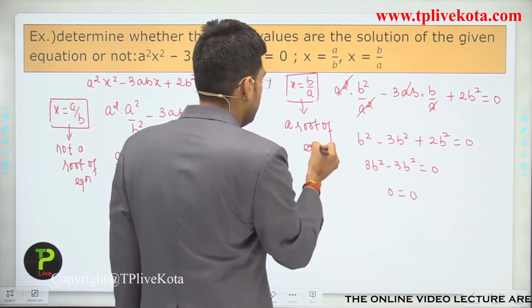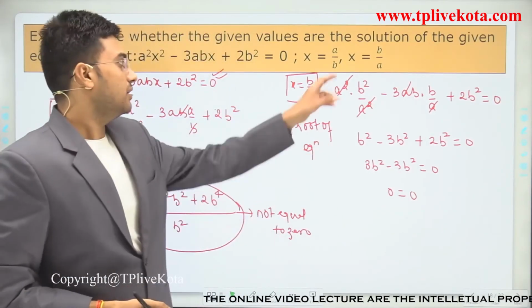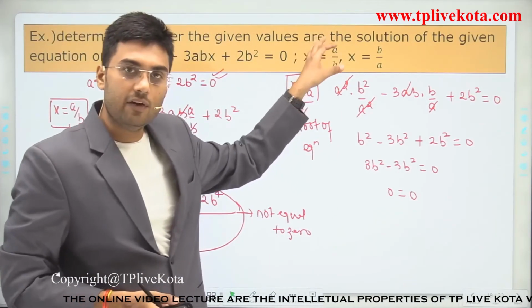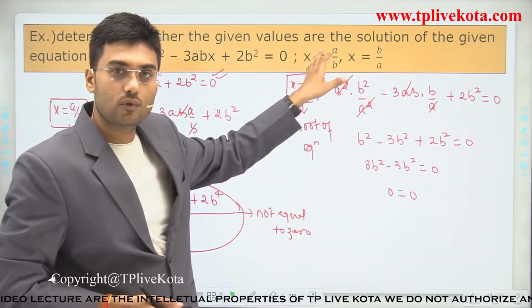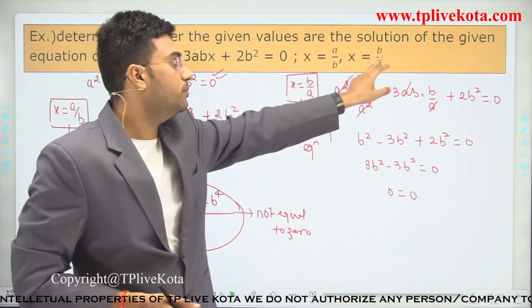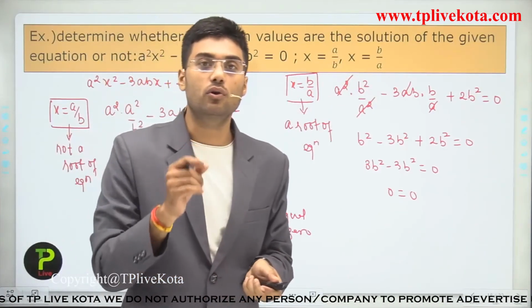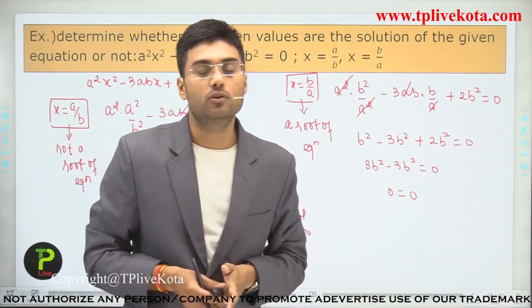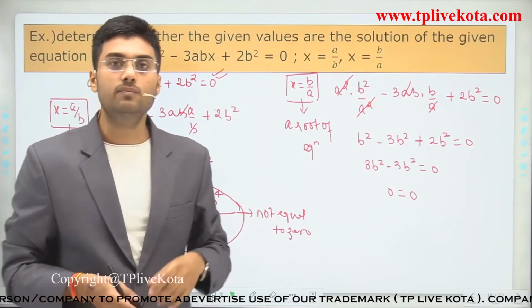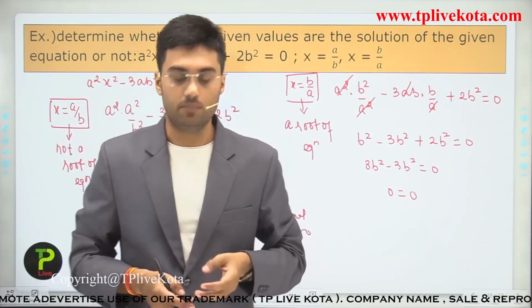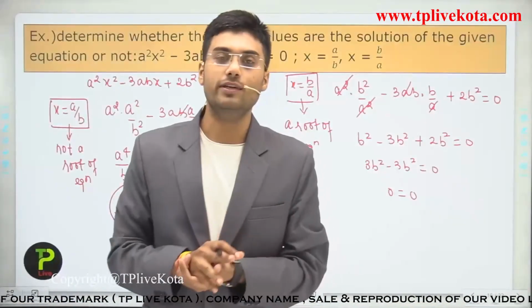the equation. Here for this equation, the first value of x, that is a divided by b, is not a root of the equation, but x is equal to b by a is the root of this equation. Clear? So students, after this example, let's move to the next example.